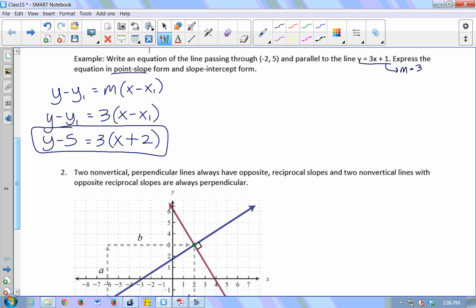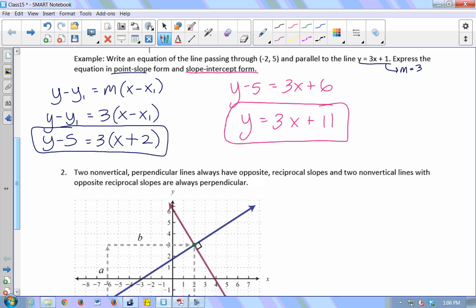And then for slope intercept form, all I have to do is take this equation and solve it for y. Distribute my 3, add the 5 to both sides, and combine like terms. So I'm going to get y minus 5 equals 3x plus 6, and then add 5 to both sides, and I get y equals 3x plus 11. Does that make sense? Okay.